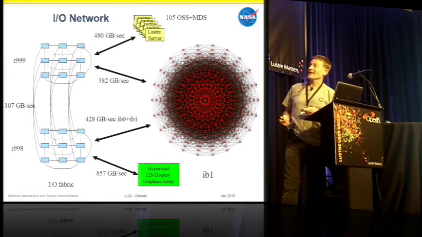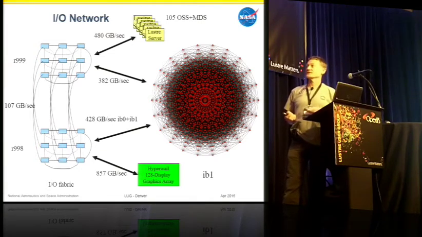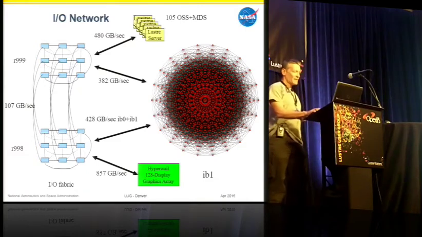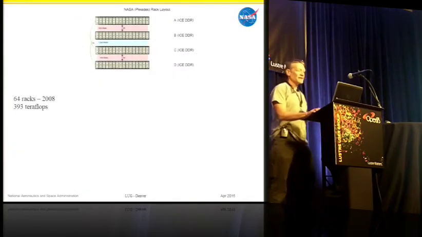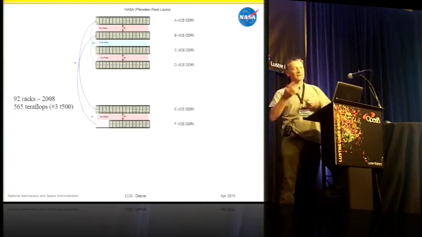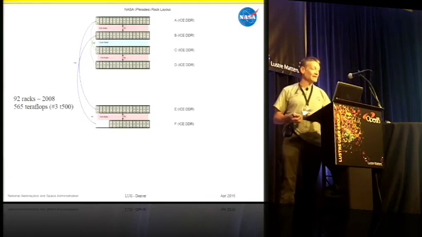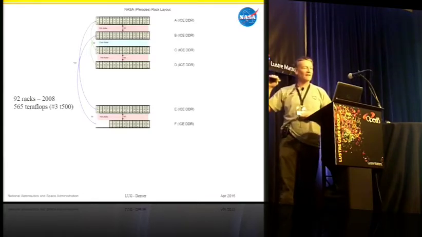And then about 105 OSSs, and so those include production OSSs and test. So Pleiades in 2008 started out at 64 racks, and then we incremented up to 92, and that was in 2008. And so that was number 3 on the Top 500.